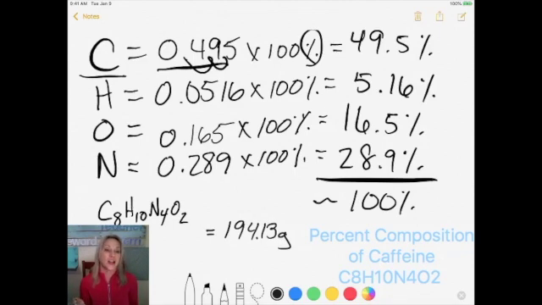So this compound is made up of 49.5% carbon, 5.16% hydrogen, 16.5% oxygen, and 28.9% nitrogen. This is how we solve for percent composition of the elements in a compound, here of caffeine.